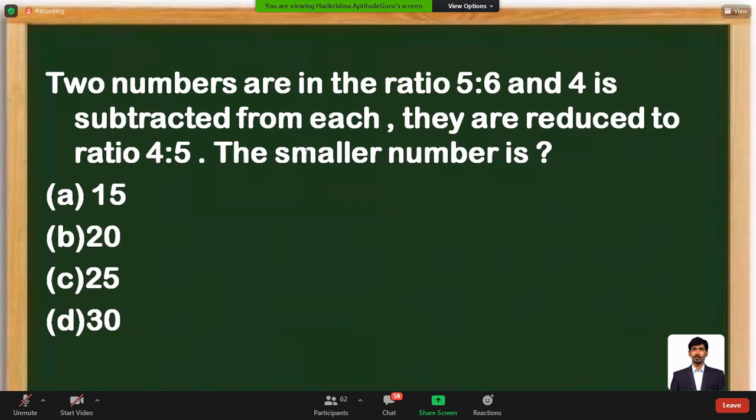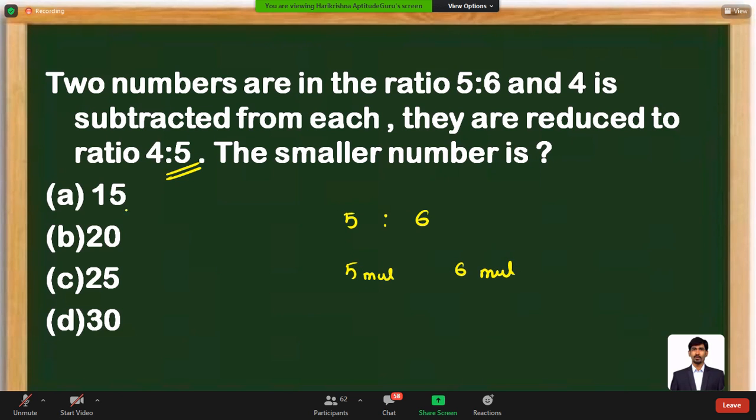Very simple question. 5 is to 6 is the ratio of the numbers. 4 is subtracted from each, then the reduced ratio is 4 is to 5. The question asks for the smaller number. So this is a 5 multiplier and this is a 6 multiplier, and 4 is subtracted from each.